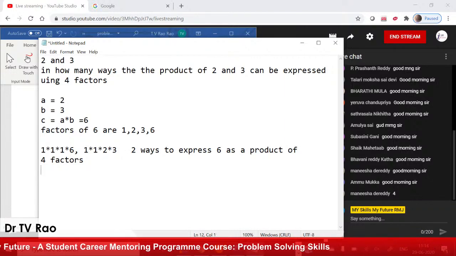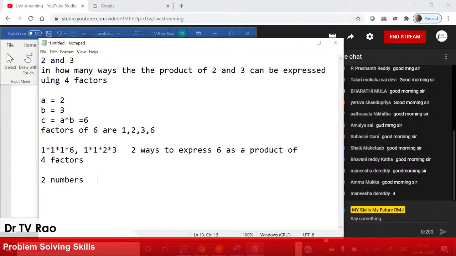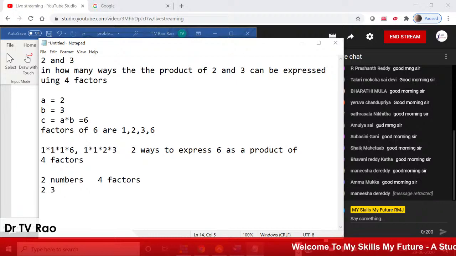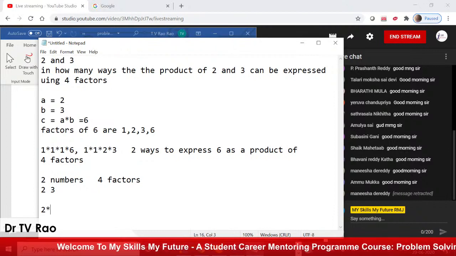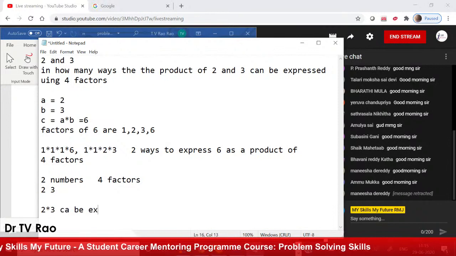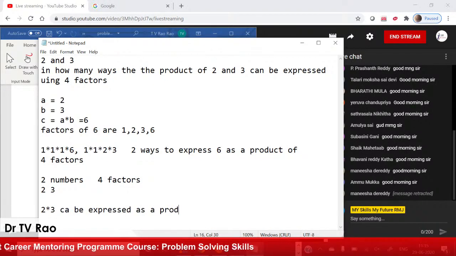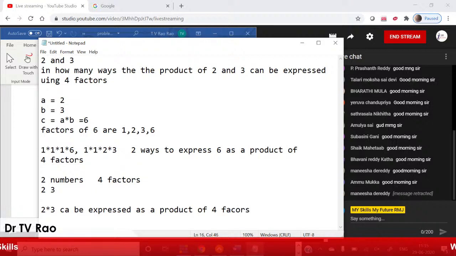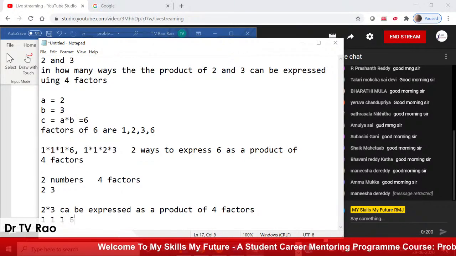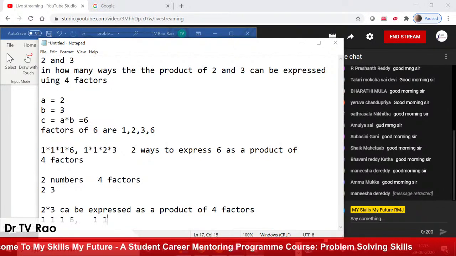Manisha, please try to understand. There are two numbers, 2 and 3, and 4 factors. In how many ways can 2 into 3 be expressed as a product of 4 factors? 1 1 1 6 is one way. The other way is 1 1 2 3.